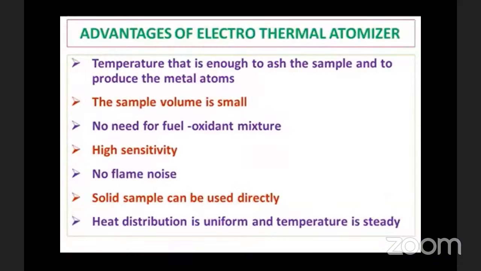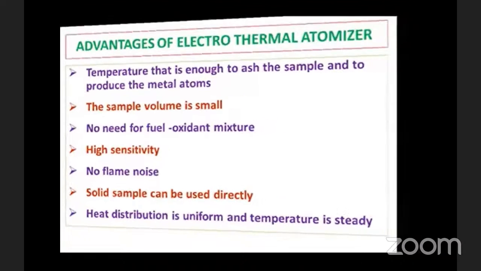So what are the advantages of this electrothermal atomizer? These are namely: temperature that is enough to ash the sample and to produce the metal ions. The sample volume is very small. There is no need for fuel oxidant mixture. It is highly sensitive. No flame noise or turbulence. Solid samples can be used directly in electrothermal atomizer, and heat distribution is uniform and temperature is steady. These are the several advantages of this electrothermal atomizer over flame atomizers.